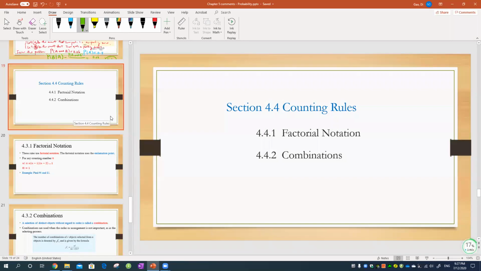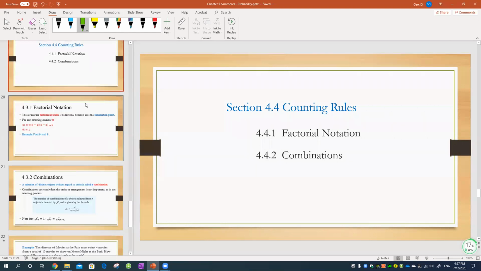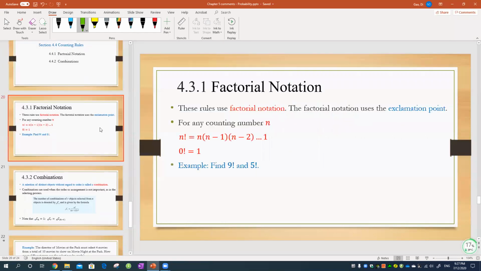Okay, now let's start section 4.4, counting rules. We have factorial notation and then the combinations for this section. So now let's start with the factorial notation.